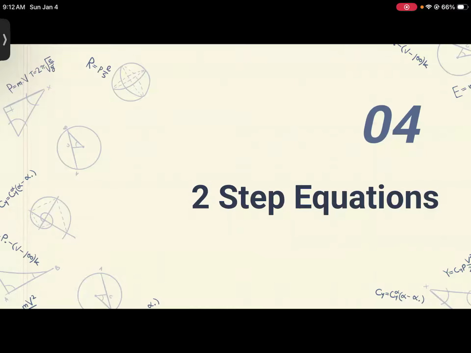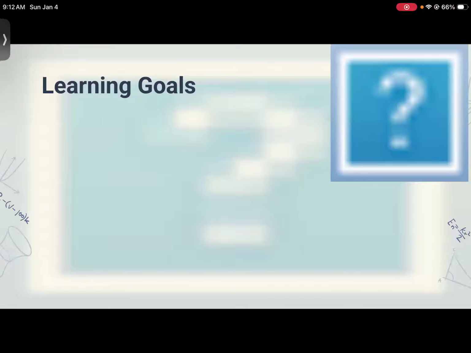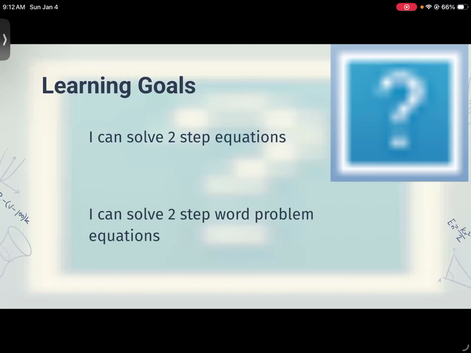So today's chapter is similar to last week, but instead of one-step equations, now we're doing two-step equations. But this is still part of chapter 4. So the learning goals is that I can solve two-step equations and I can solve two-step word problem equations.